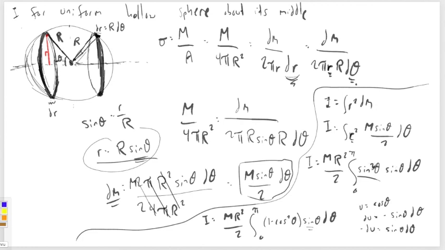I had to use a trig identity to say that sine squared is 1 minus cosine squared. The motivation for that was so that I could use u substitution. u is cosine, and du is negative sine, and now you can integrate that. I'll leave that as an exercise to you, but whenever you do that, you end up getting 2/3 mr squared, which is just what we want because remember, it's always going to be some fraction times mr squared.